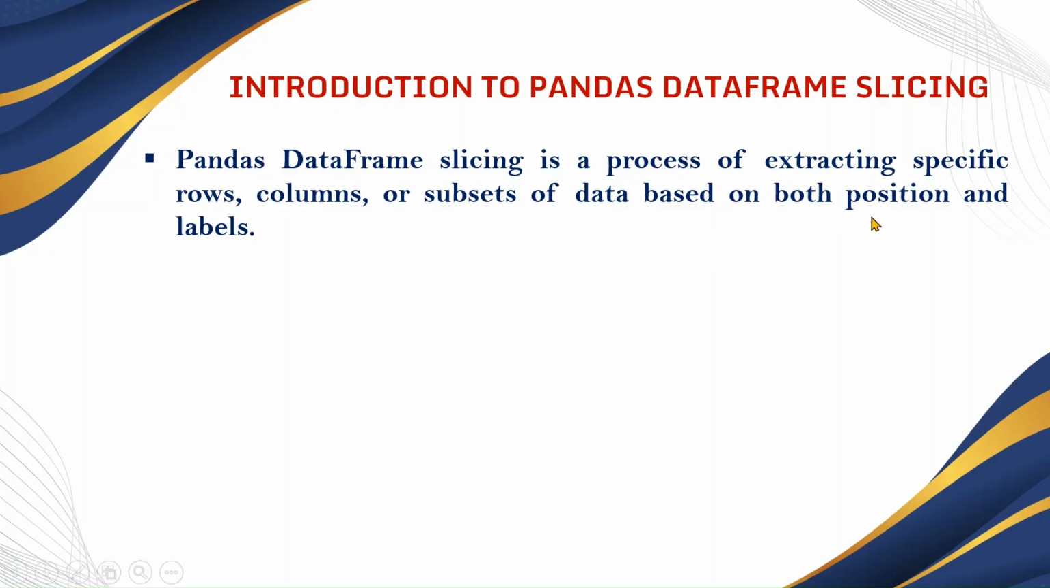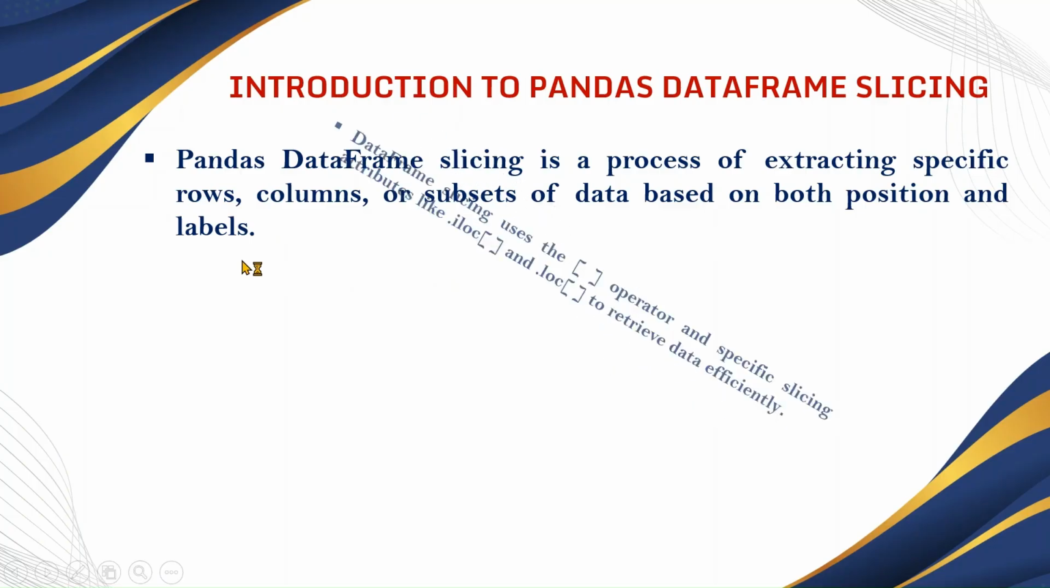Now, based on the position and labels. Position implies the index numbers. Obviously we know the index number starts from 0 and ends with n-1, based on the number of rows as well as columns. That is one technique. And the other one is we can create names for the rows and names for the columns also. We call it a row heading and column heading. Now those are labels. So based on that also I can retrieve the data.